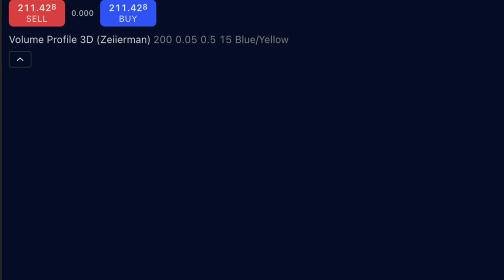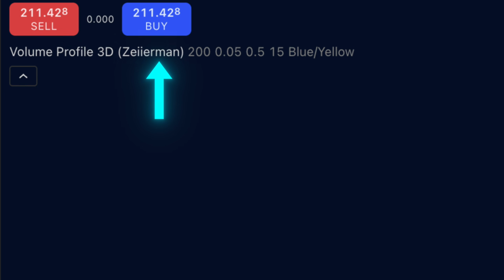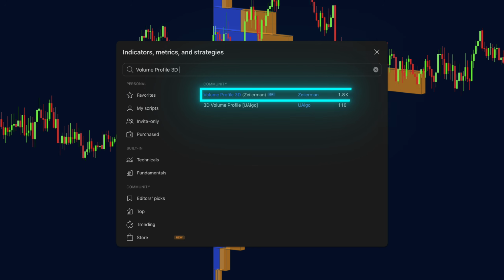Now, if you want to use this tool yourself, the indicator shown in this video is called Volume Profile 3D, created by Zierman. You can find it directly in TradingView by searching for it in the indicators menu.